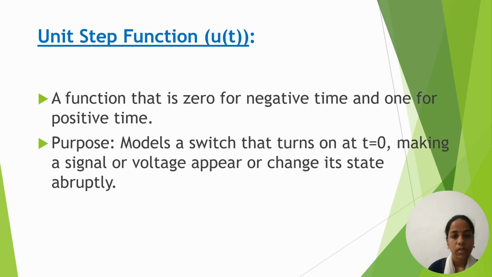Next, we have discussed the unit step function. It is denoted as u of t, a function that is 0 for negative time and 1 for positive time. This unit step function has both positive and negative values given. Purpose: it models a switch that turns on at t equal to 0, making a signal or voltage appear or change its state abruptly.